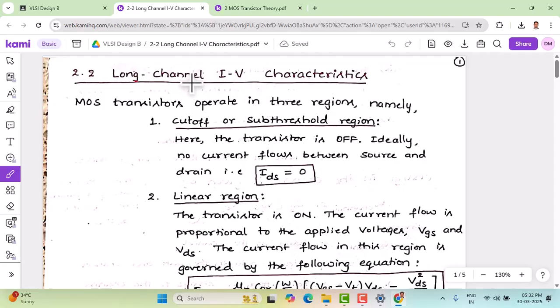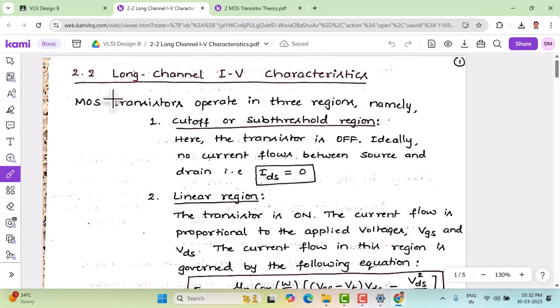In this video, we are going to derive the equations related to all three regions of operation of the MOSFET. Prior to this, in the last video, we discussed three regions of operation, namely cutoff region, linear region, and saturation region. In this video, let us go through the details of those regions, and further we'll derive the drain to source current in each of these regions. The topic of today's video is long channel current voltage characteristics. We are going to derive the IV equations related to the long channel.